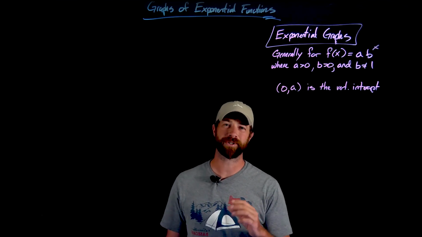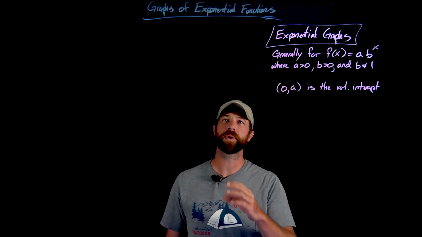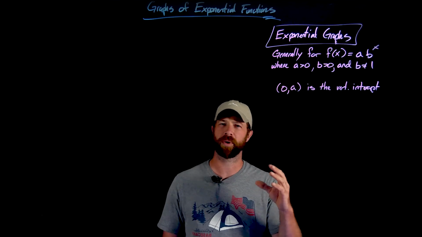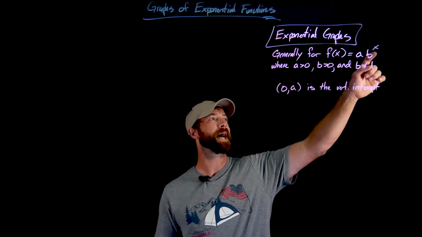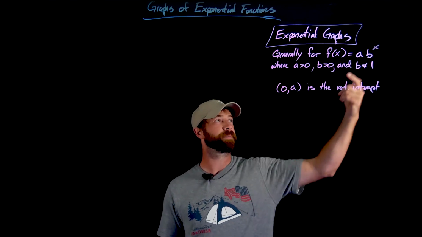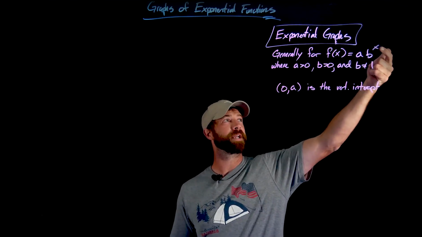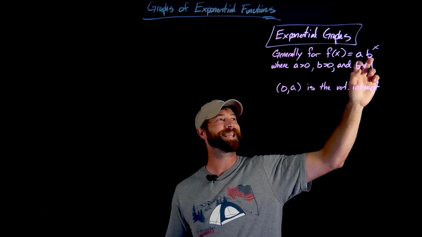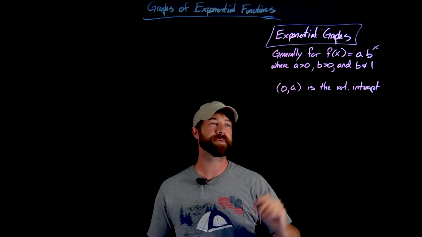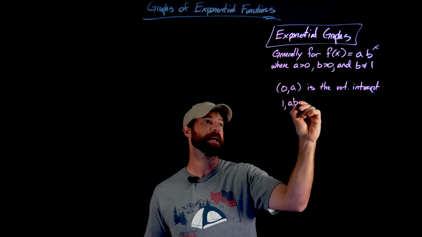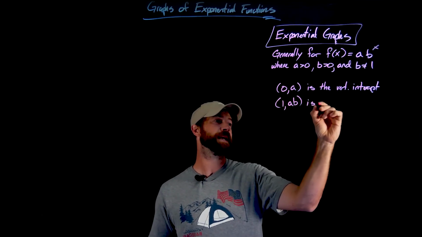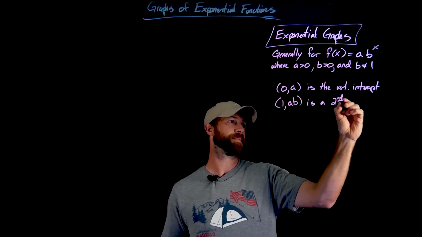And then I personally like having a second point. Again, this will help with the conversation of do I have a growth or a decay model, and looking at the representation, is I think about what happens if you plug in a 1. So if you plug in a 1 into this function right here, what you're going to get is just a times b. So that will always be a second point. And so we'll just say (1, a times b) is a second point.